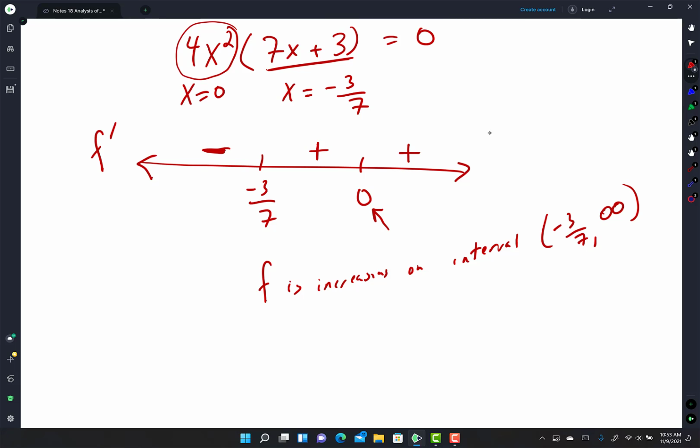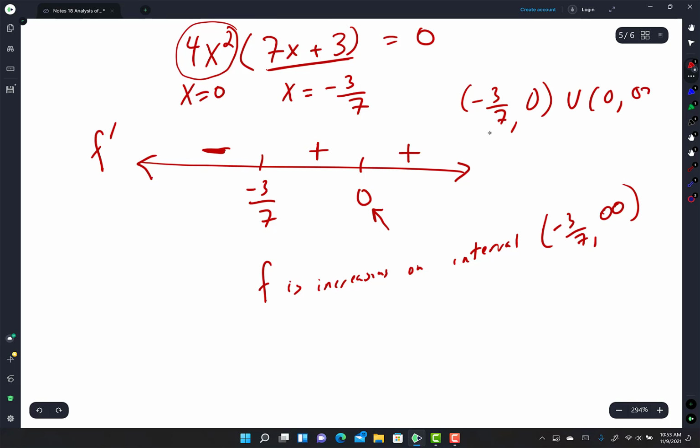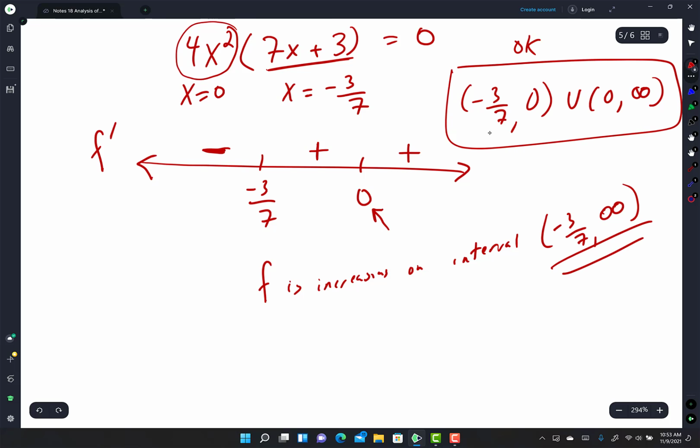Because some of you guys might be tempted to do this: negative 3/7 to 0, union 0 to infinity. This is okay. This is better. You can put bracket. You can put bracket. They won't penalize you. Parenthesis or bracket's fine. That's your starting point.